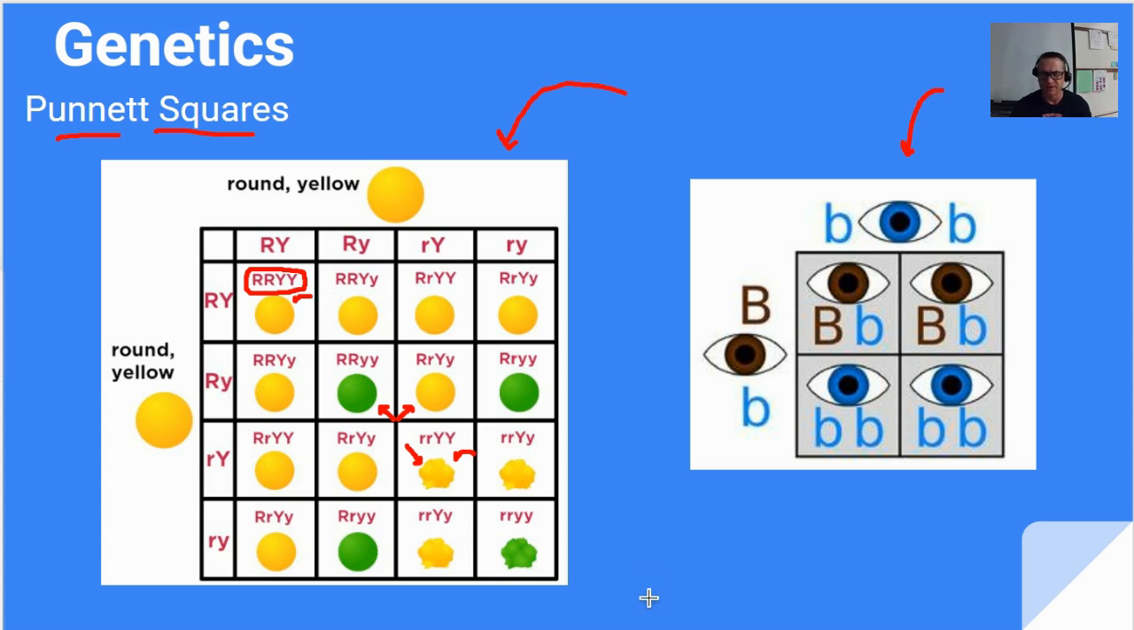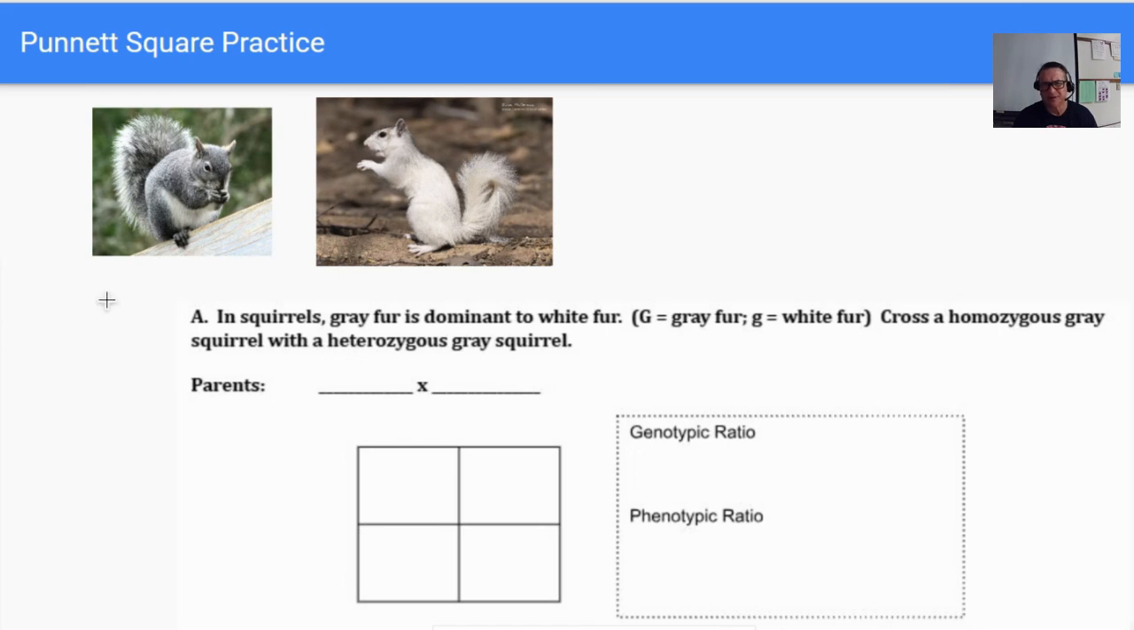All right, so I'm going to show you how to do these things. I'm going to do a couple practice problems to get you the hang of it.